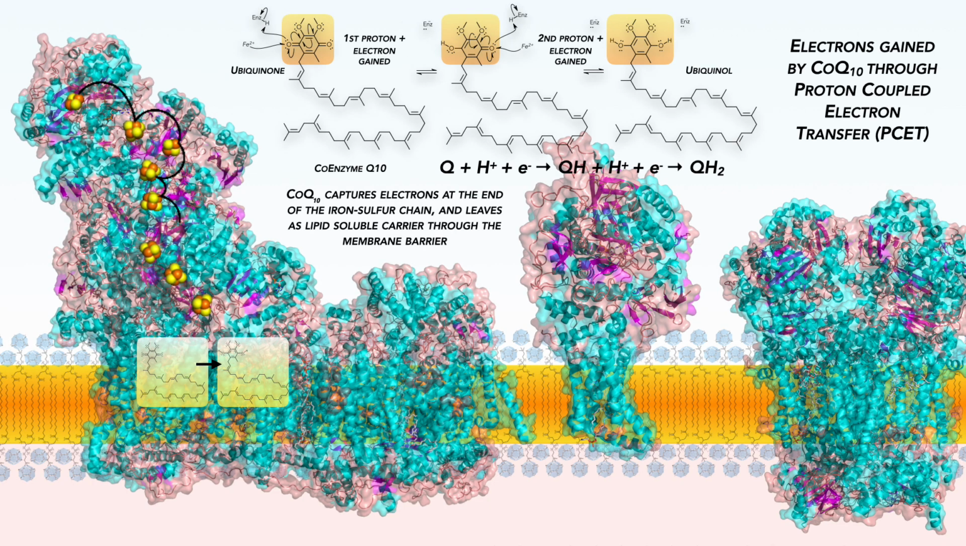At the end of the iron-sulfur chain sits ubiquinone, also known as coenzyme Q. Unlike the iron-sulfur clusters, ubiquinone accepts not only electrons but also protons from the mitochondrial matrix. 2 proton-coupled electron transfer events convert ubiquinone into ubiquinol, or QH2. Because of its long hydrophobic tail, QH2 can now diffuse freely within the membrane to deliver its electrons to complex 3.